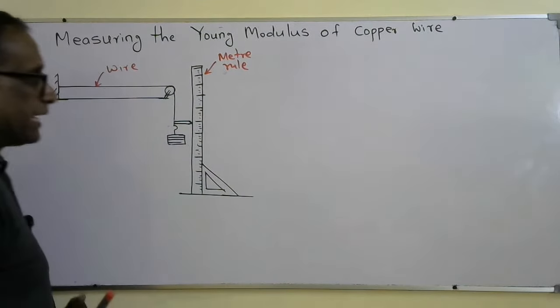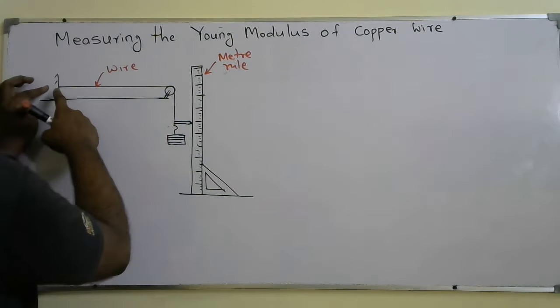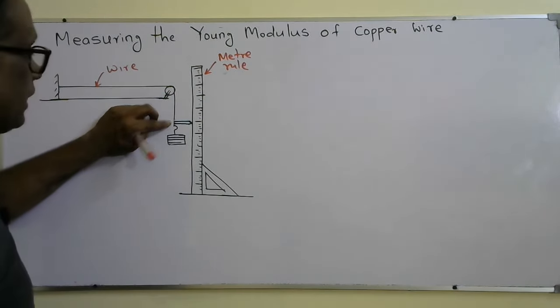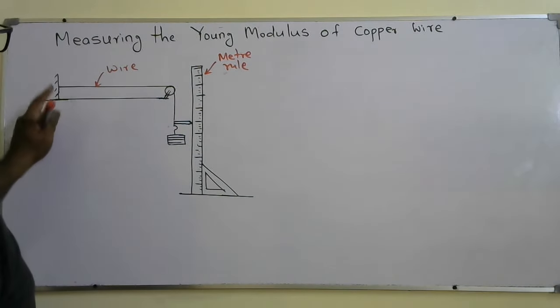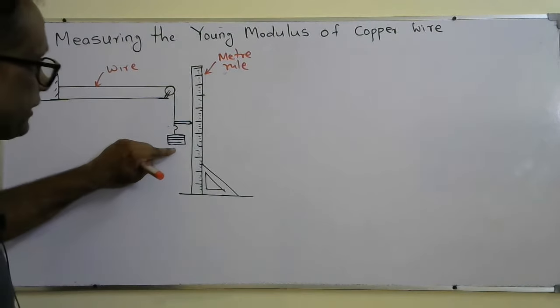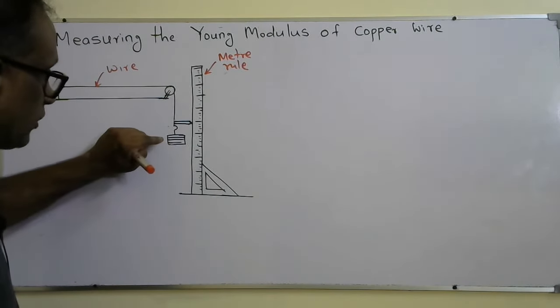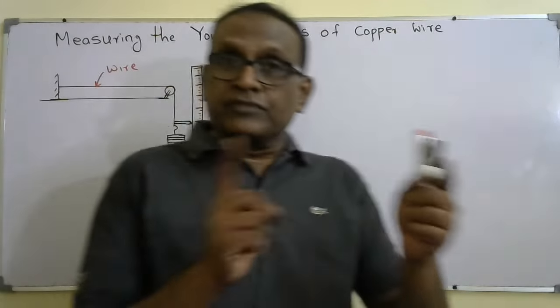There's a pulley, a wire passing through a pulley and carries a pointer. There we should attach a known weight. First we should measure the diameter of the wire without applying any force. That means without this weight slot. Measure the diameter of the wire at different points at different orientations.